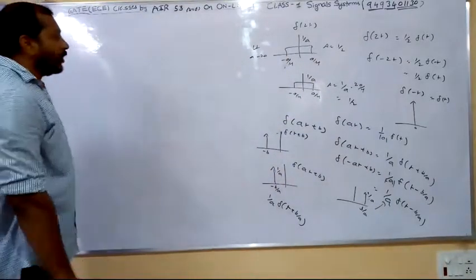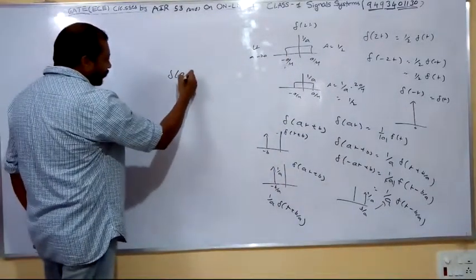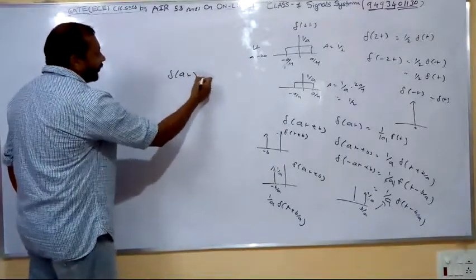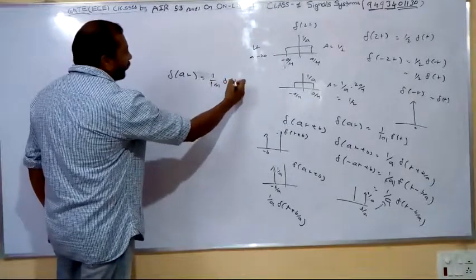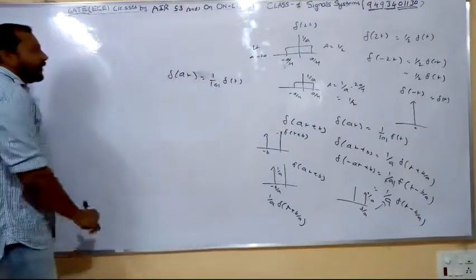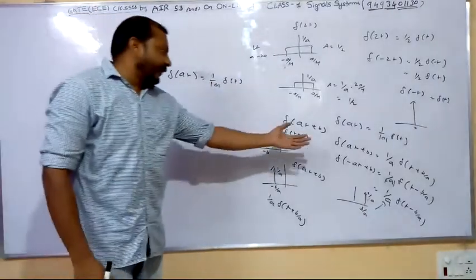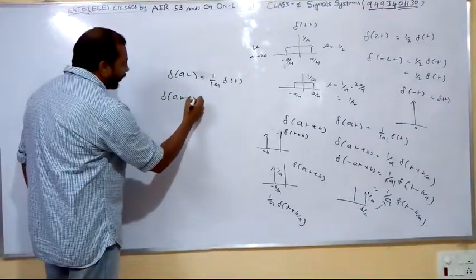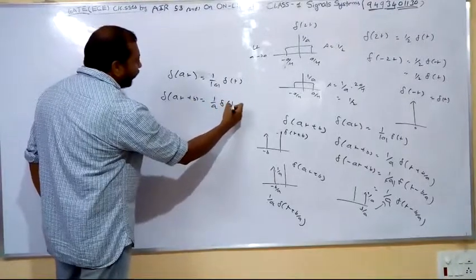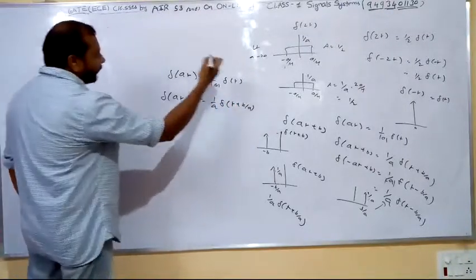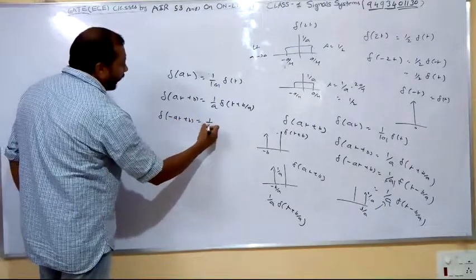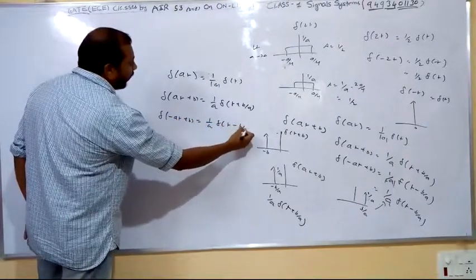Finally, we can conclude delta of a t is equal to 1 by mod a delta of t, and delta of a t plus b. If you want, we can write this by taking the area outside. We can write delta of a t plus b equal to 1 by a delta of t plus b by a, and delta of minus a t plus b can be represented as 1 by a delta of t minus b by a.